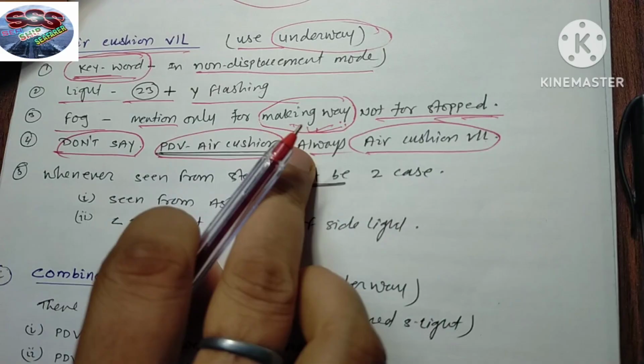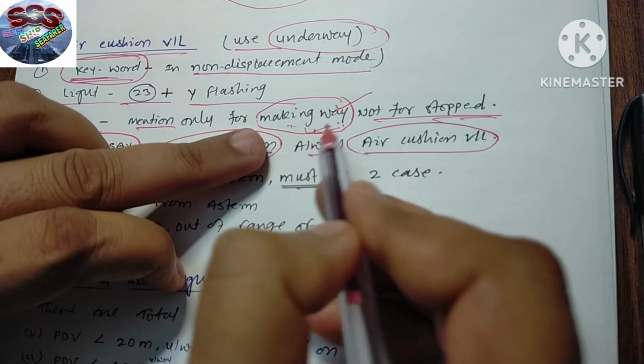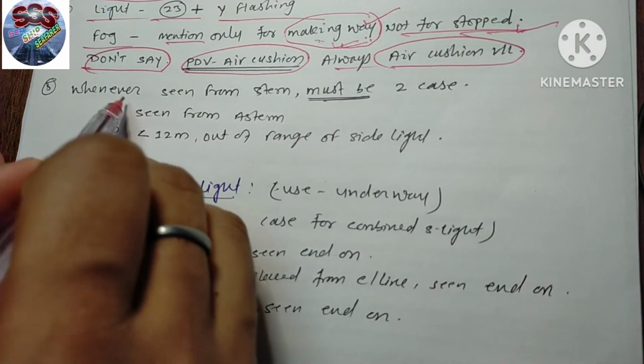whenever it is a power-driven vessel, we are habitual to say making way or stopped also. But in the case of an air cushion vessel, we just have to mention making way. The vessel is assumed to be making way, and we don't have to say anything about stopped. So this was the thing to be highlighted here.